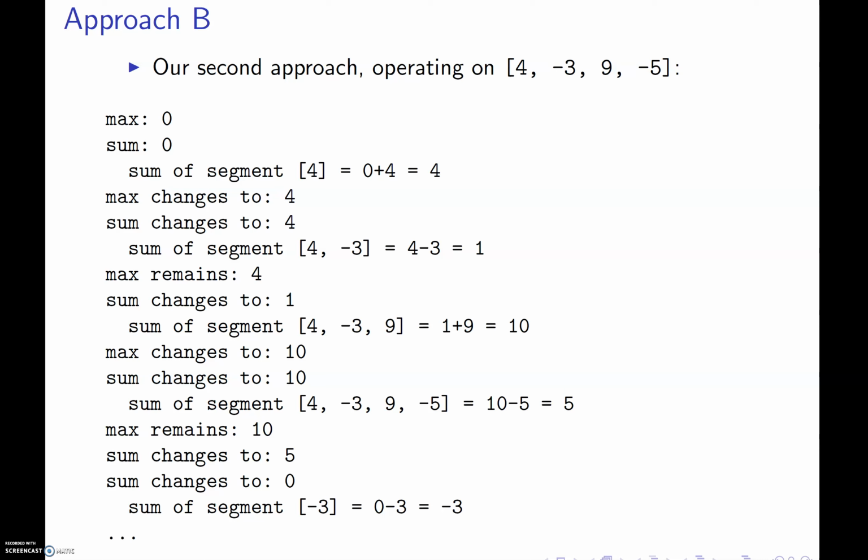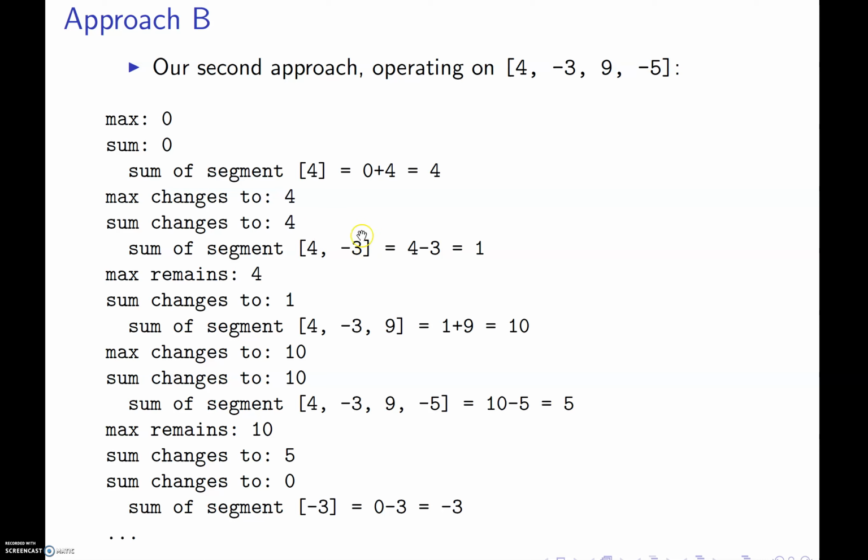So if we write out the pseudo algorithm here, we've got our maximum initialized to 0, our sum initialized to 0. We're going to take a sum of the segment. It's just going to be 4 in this case. So now the maximum changes to 4 because that's our new maximum, and the sum changes to 4. So we're keeping track of that sum now. Notice that's the big difference.